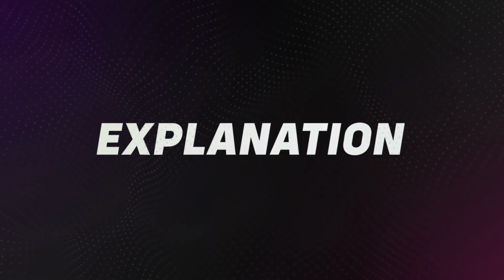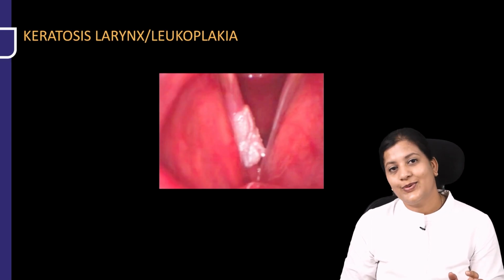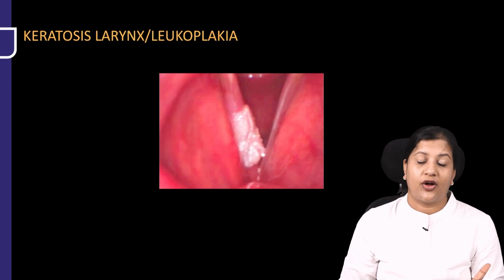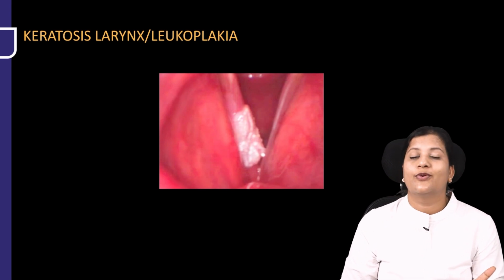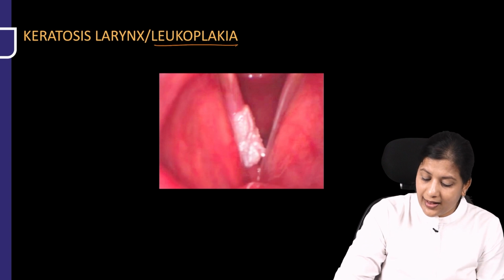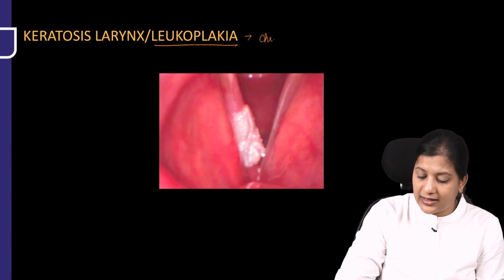Here's the explanation. Keratosis larynx, also called leukoplakia. Leukoplakia, as you all know, in all the other lesions or other parts of our body also we can get leukoplakia, which happens because of chronic irritation. So leukoplakia happens because of chronic irritation.